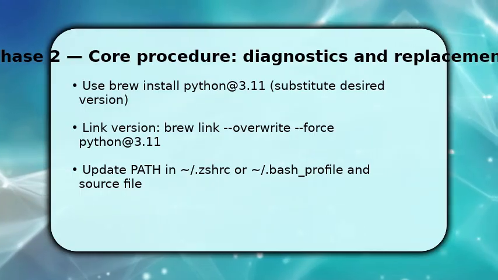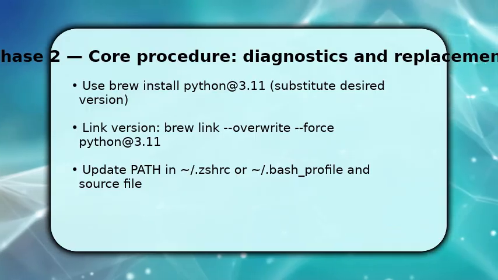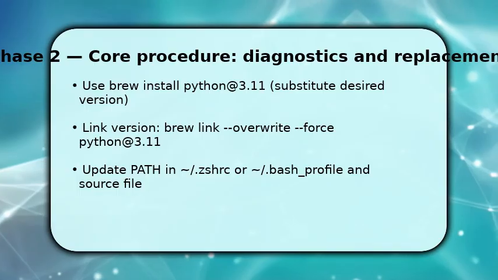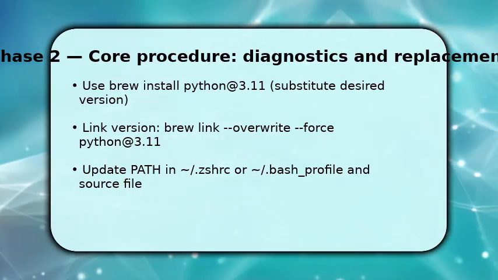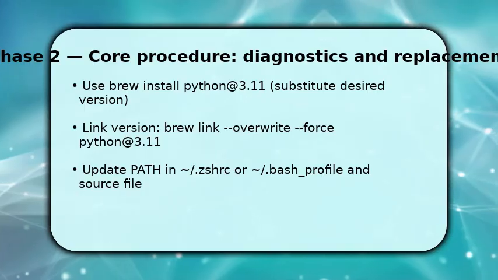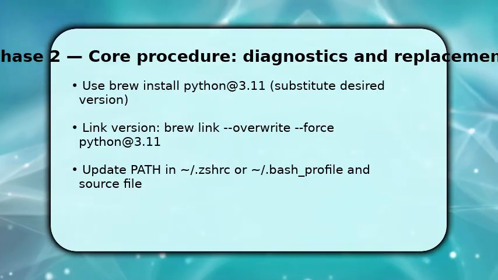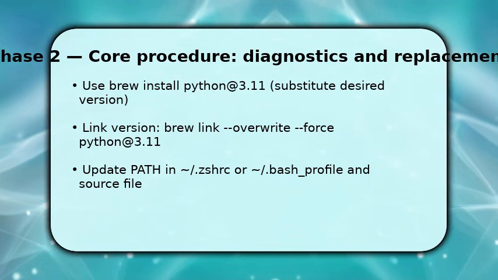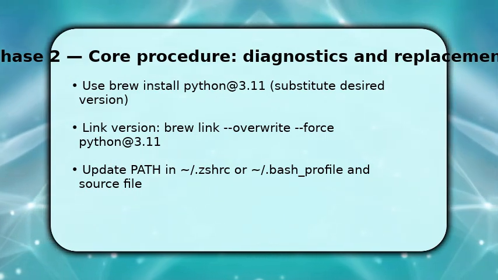Then update your path in ~/.zshrc or ~/.bash_profile to prioritize Homebrew's bin directory. Edit the file. Add export PATH=/usr/local/bin:$PATH or the appropriate Homebrew path, and source the file to apply changes immediately.